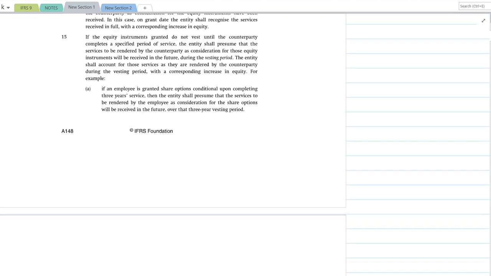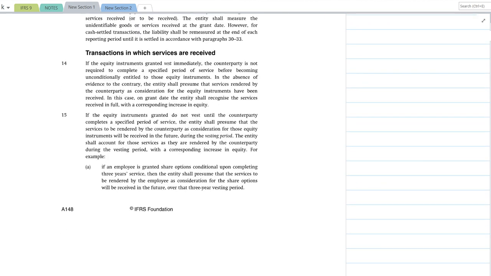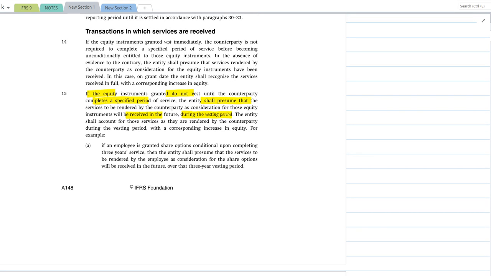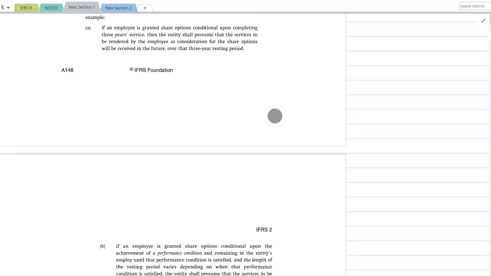Paragraph 15 then says to you, if an equity instrument does not vest until the counterparty completes a specified period of service, an entity shall presume that the services rendered by the counterparty as consideration for those equity instruments will be received in future during the vesting period. That's where we get to spread it over the vesting period. So now it comes back to the last term that I wanted to mention to you guys. So therefore, the entity shall account for those services by the counterparty during the vesting period, with the corresponding increase in equity, for example, over the vesting period. So they are giving examples there.